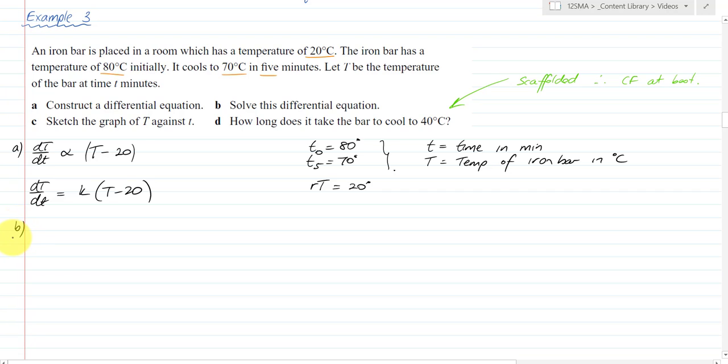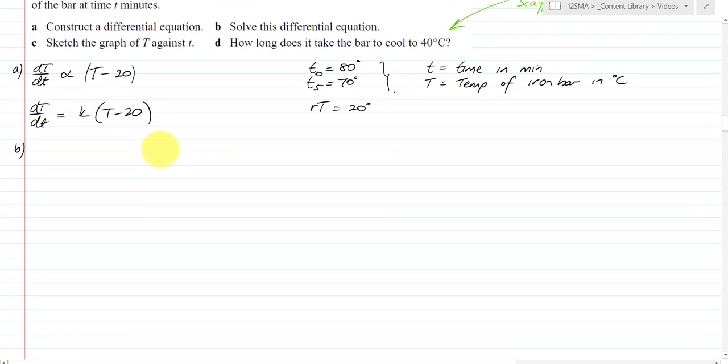Now in part B, we're asked to solve the differential equation. We have some known values, so we're going to be solving and finding k, and also we'll have an additional unknown. We're going to go through and do that now. First of all, I'm going to write down dT over T minus 20 is equal to k dt, and then I'm going to integrate both sides.